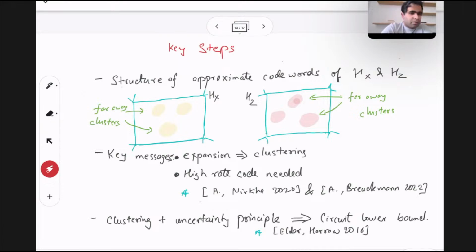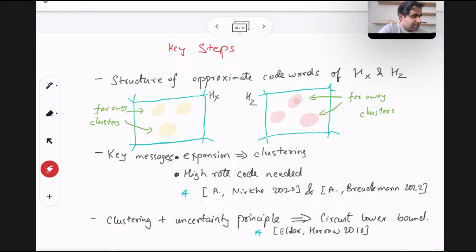The main result that we show is that the structure of the approximate code words, that means the code words that approximately satisfy all the checks, not all the checks, is the following. In the X part, the code words are clustered, grouped together in this manner, but between the groups, there is a large distance. Similarly, in the Z part, the code words are grouped together, and between the groups, there is a large distance. This property is crucial for proving that log n circuit depth is required, and I will get to that in a few slides. But it itself is a separate theorem, in some sense a classical theorem about these codes.